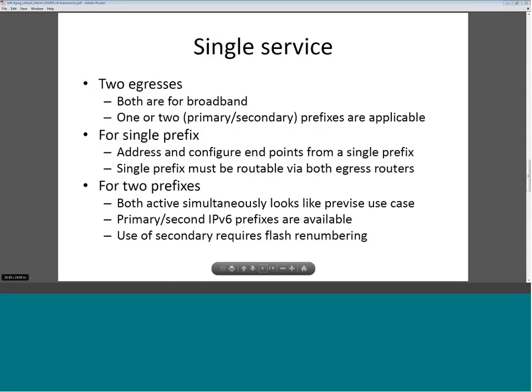Next slide. Okay, so we have a single service. Let's just call this DOCSIS-based broadband. Again, two egresses. It may or may not be in the same physical box, right? So to be very explicit here, you might have two routers, one from two different service providers, or you might have a single router that happens to have a secondary interface, like a USB LTE type of interface, effectively representing two egresses from the customer's premises, right?